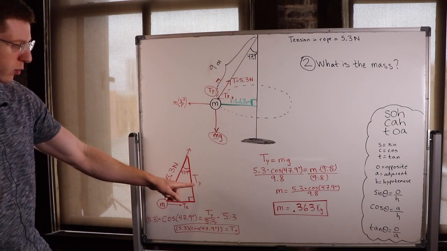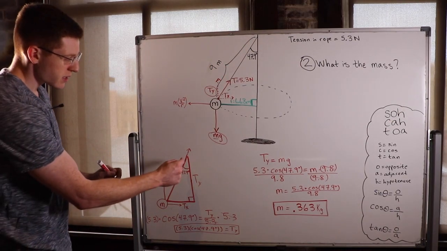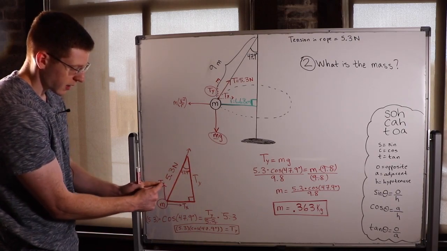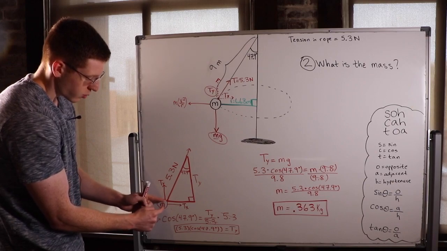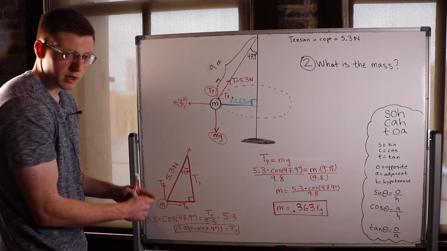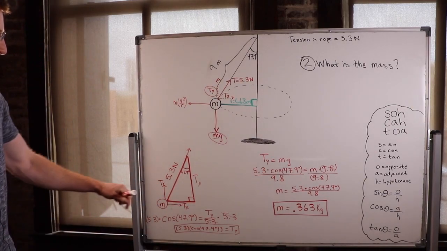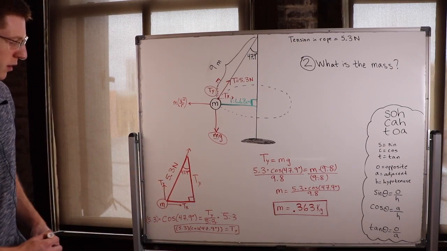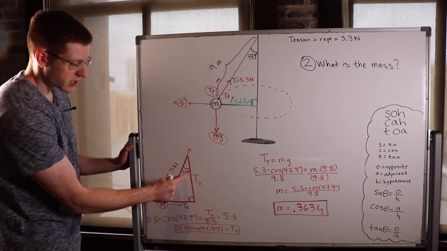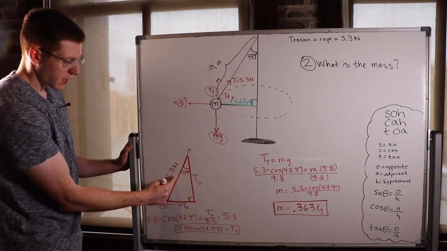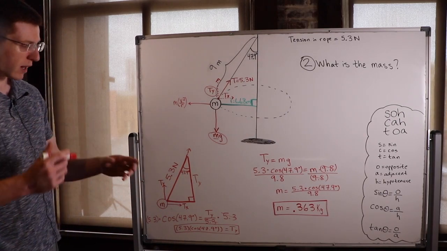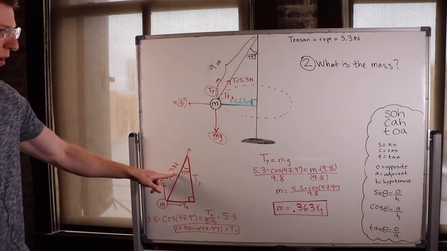And my ty, or the y component of the tension, is this side right here, or you can also think about it being right here, as in the mass is being pulled in this direction, and there's a y component and an x component of that tension. So to solve for this side, we know that this is the adjacent side to this known angle here, 47.9 degrees, and we also have the hypotenuse.